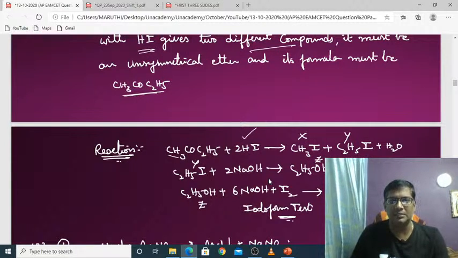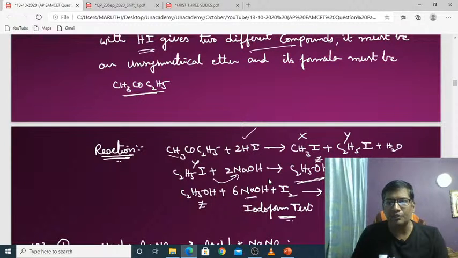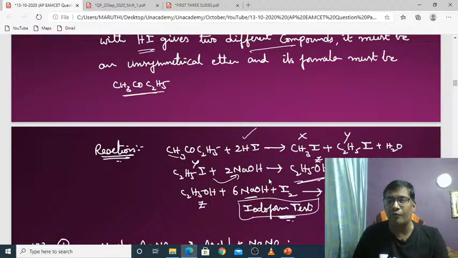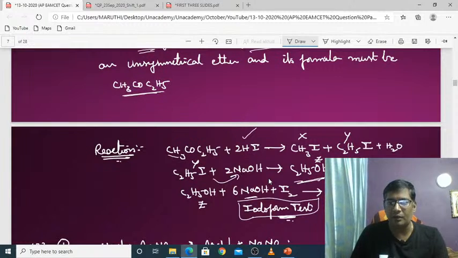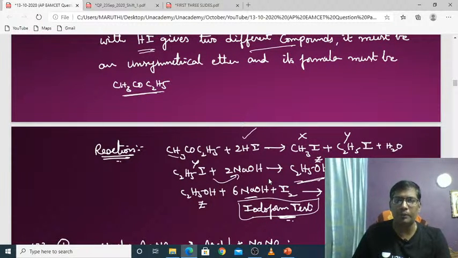Methyl and ethyl iodides. And according to the question, they will react with an alkali like sodium hydroxide and produce alcohol and sodium iodide. This alcohol, when it reacts with sodium hydroxide and iodine, will produce iodoform. It is called the iodoform test. Here iodoform, CHI3, will be formed, not methyl iodide. CHI3 will be produced.